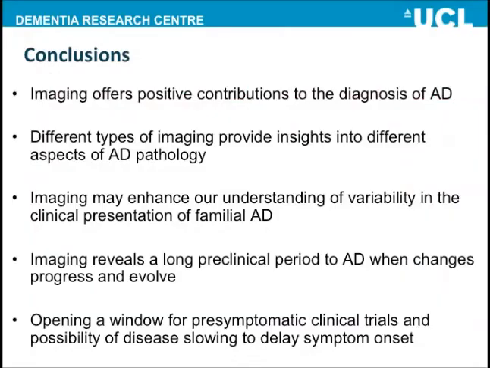So in conclusion, we've discussed how imaging offers positive contributions to the diagnosis of Alzheimer's disease. Different types of brain scan provide insights into a whole range of different aspects of pathology. Imaging may be used to enhance our understanding of variability in the clinical presentation of the disease, and it reveals the preclinical periods when changes progress and evolve, and this itself opens a window for clinical trials and the possibility of disease slowing to delay symptom onset.